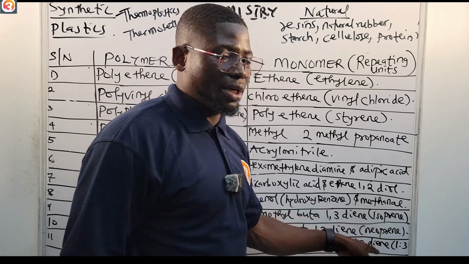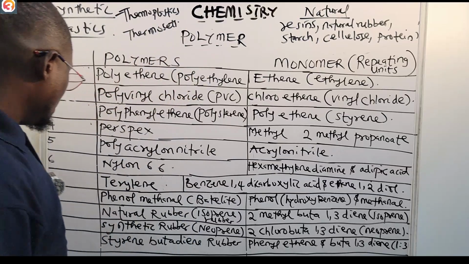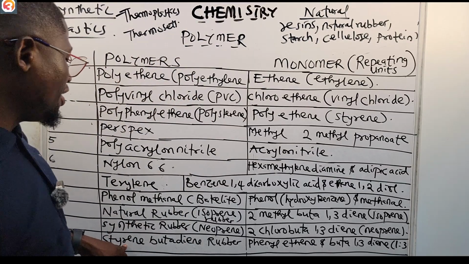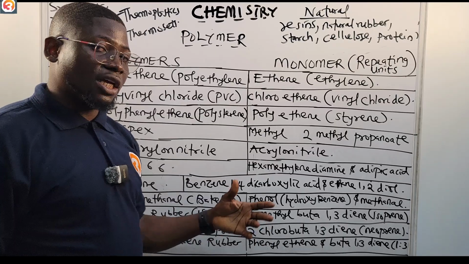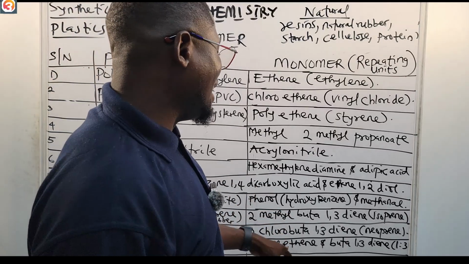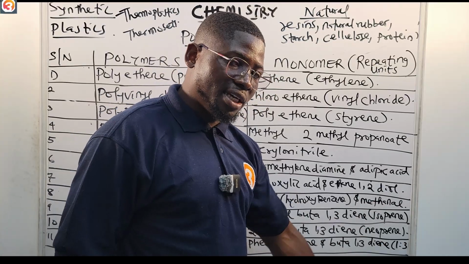It's called neoprene. So do not confuse isoprene and neoprene, all right? Now, number 11, which is the last one, is styrene butadiene rubber. Styrene butadiene rubber, as you can see, is also a copolymer. It's made from phenylethene and buta-1,3-diene in the ratio 1:3.